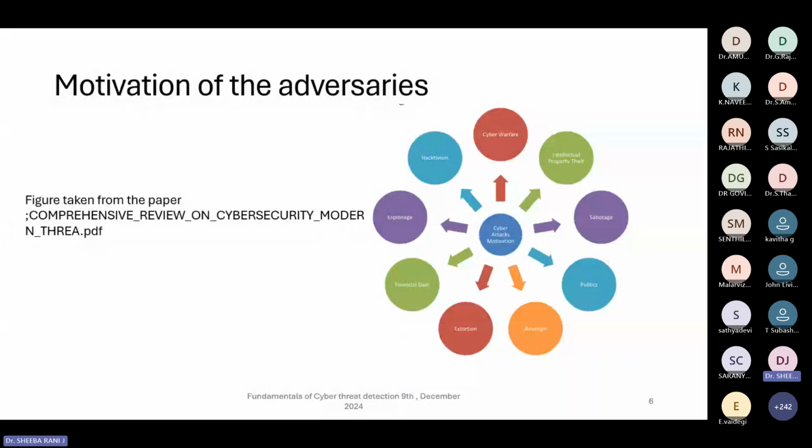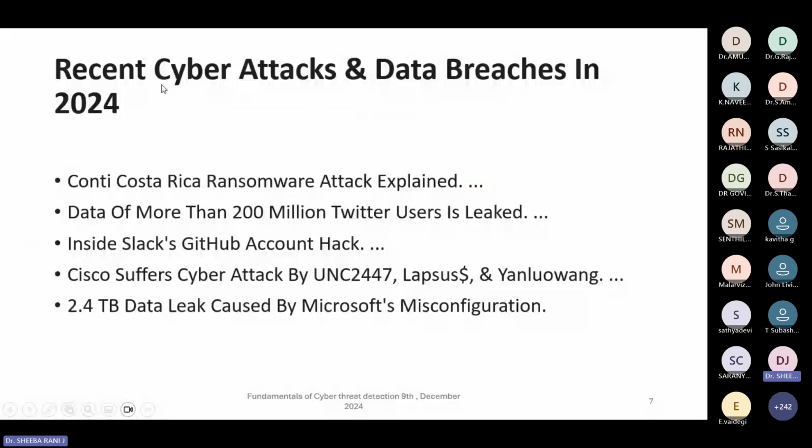This is taken from a comprehensive review on cybersecurity. Now just to make you interested, you can go and see what happens in this: recent cyber attacks and data breaches in 2024. These are not all in India, but we can see.